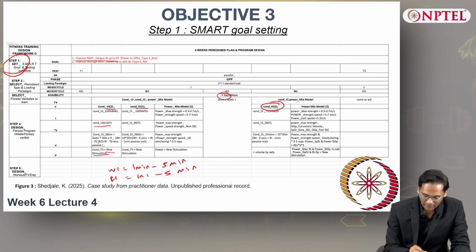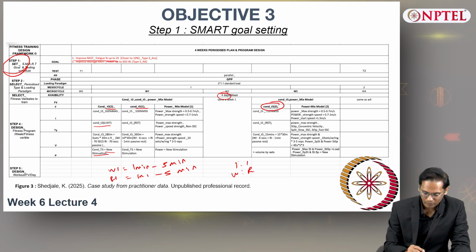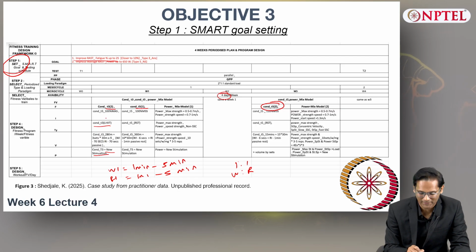So for this case, the work interval is chosen as 70 seconds and the rest interval is chosen as 70 seconds. So it is a 1:1 work to rest ratio. So within this 70 seconds, the athlete is sprinting for 30 meters. How many times? 9 times. At what intensity? 100% of the MAS.